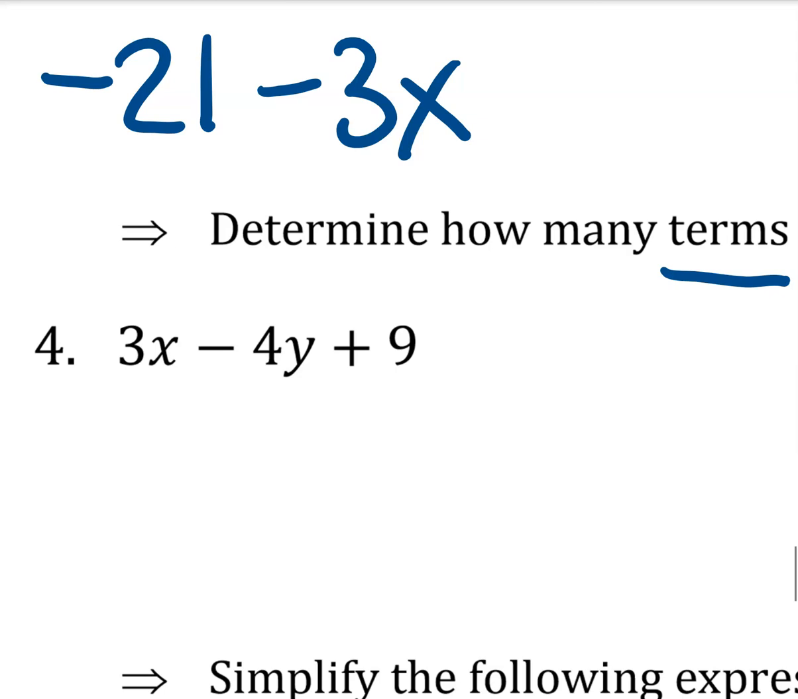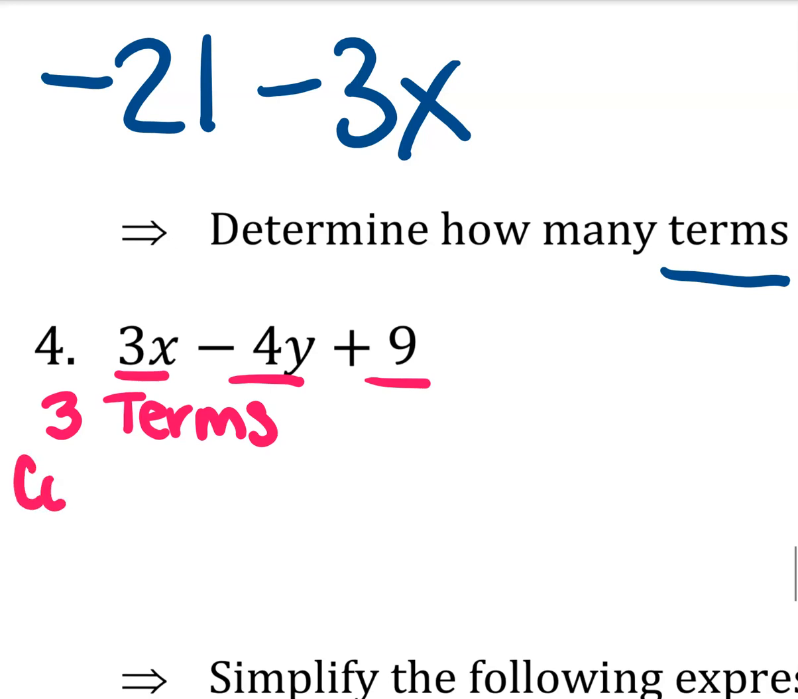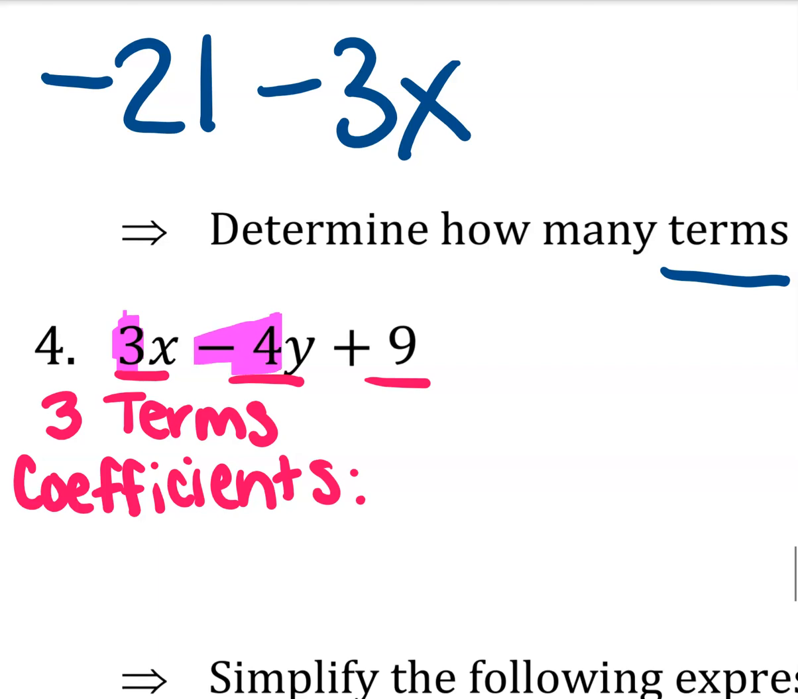So I see that I've got 1, 2, 3 terms. Okay, so I'm going to write that down. 3 terms. Now, it also wanted you to list the coefficients. So I'm going to write coefficients, and I'm going to list them. Remember the coefficients are the things that are in front of the variables. So on 3x, I'm talking about the 3, and on -4y, notice how I said -4y. You always take the sign that's in the front for the coefficient. So 3 is a coefficient, and -4 is the coefficient.